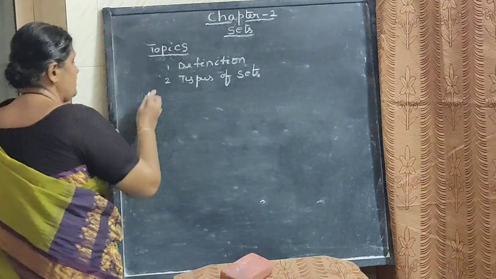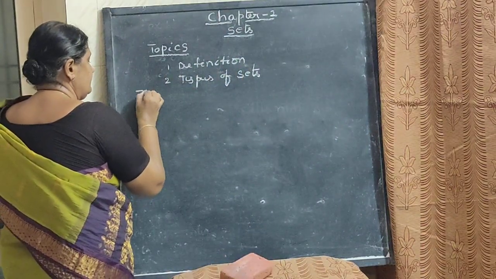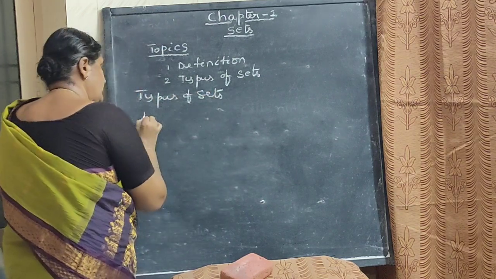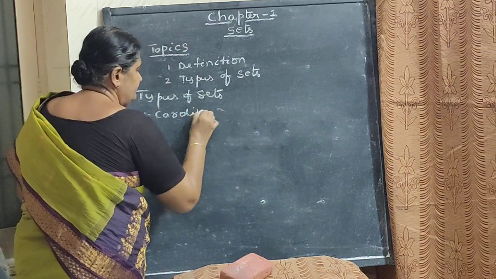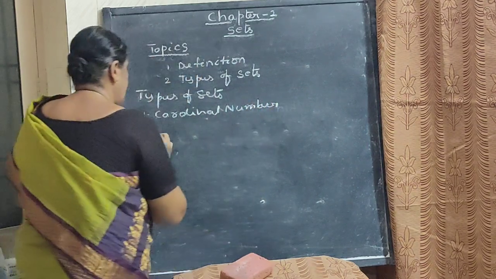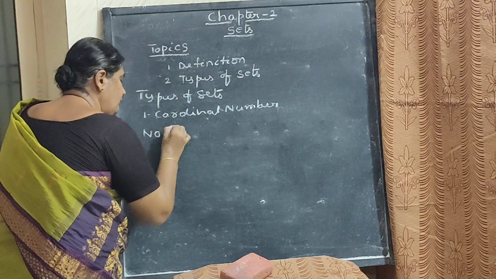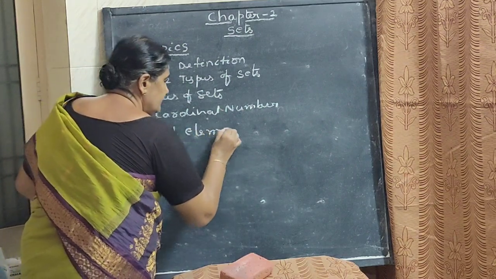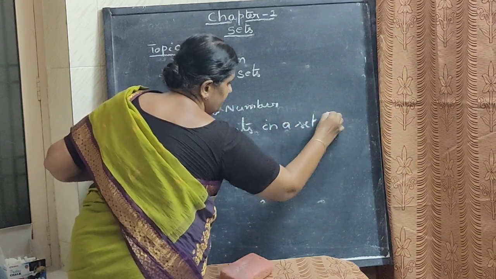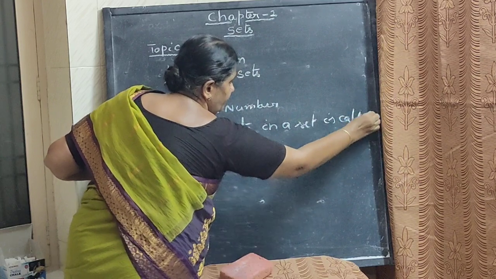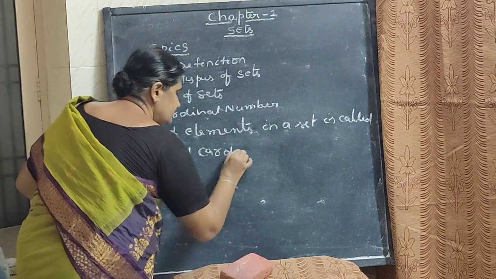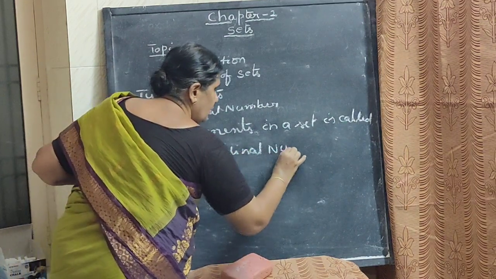So the first one, the definition, is over. Second one, types of sets. In this, the first concept is cardinal number. How to write the cardinal number? The number of elements in a set is called the cardinal number of a set.